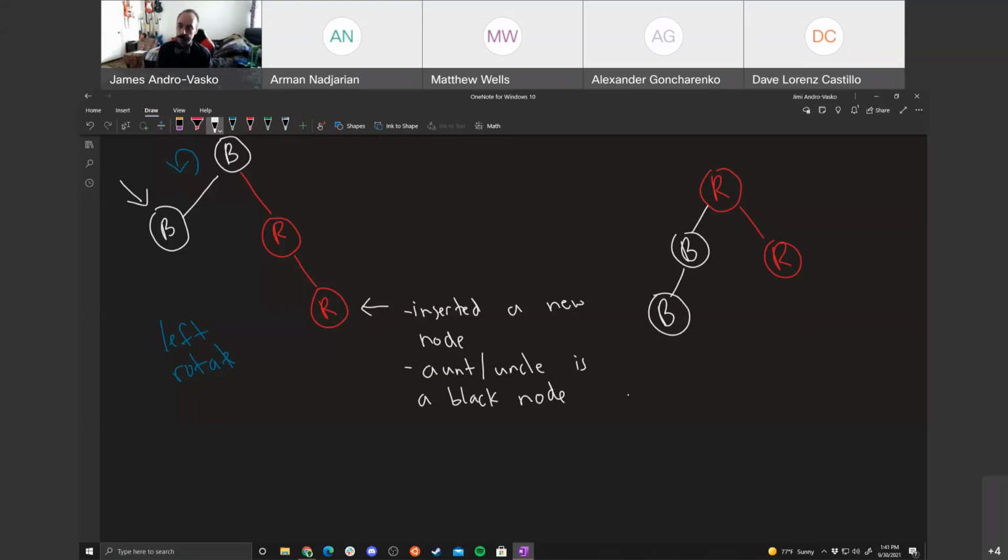So after we do this rotation, then we have to do a color flip. So then I'm going to go ahead and draw this tree over here. We have to do color flips, so we have a black there, and then these will both be red.